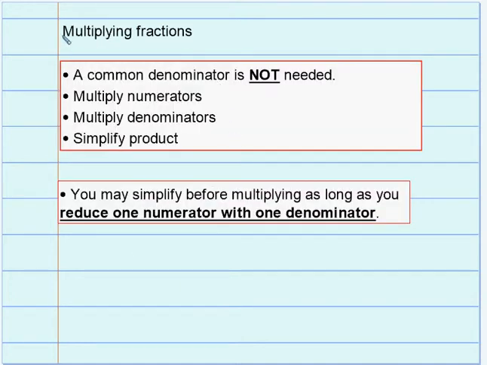Okay, so here are the rules for multiplying fractions. A common denominator is not needed. You need a common denominator when you add or subtract, not when you multiply. You multiply the numerators, you multiply the denominators, and then you simplify the product. You may simplify before multiplying as long as you reduce one numerator with one denominator. Okay, this should all be in your notes.